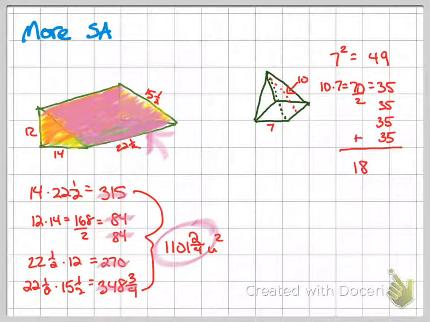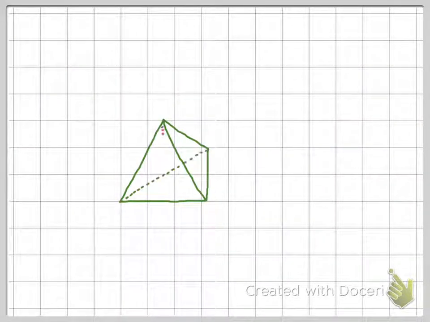Now I'm working over here with the pyramids. The first one I did is a square-based pyramid. The dimensions of the square are 7 times 7, which is 49. My triangles have a base of 7 and a height of 10, that's 35. There are 4 of them. Added all together, I get 189 units squared.